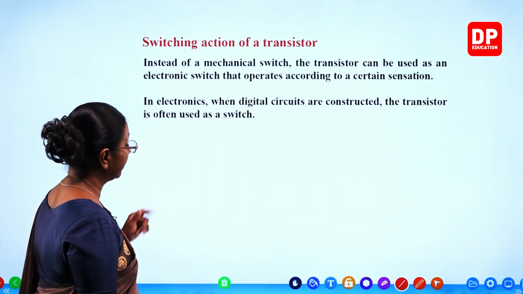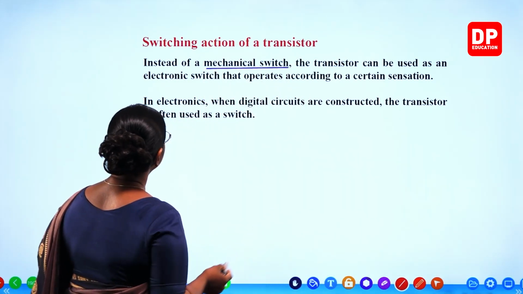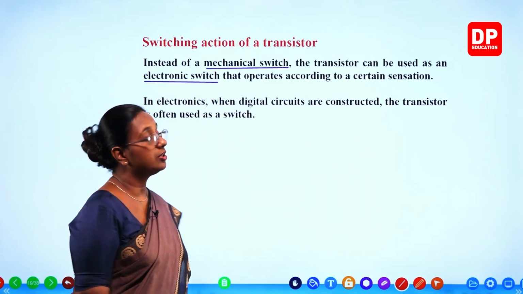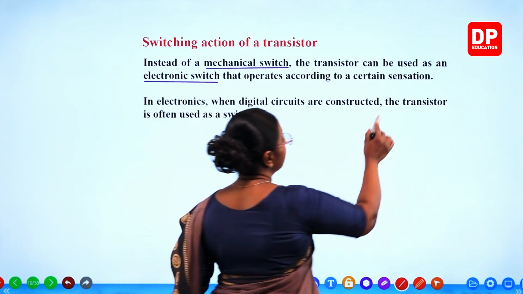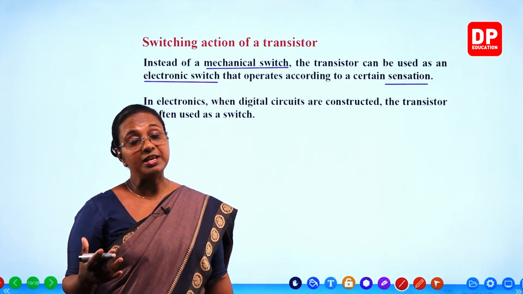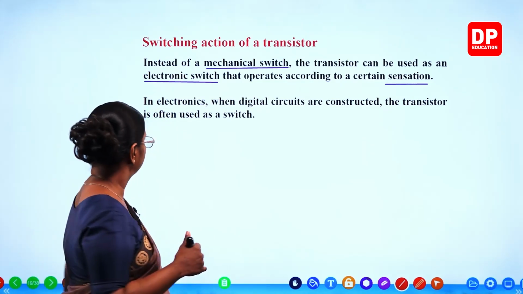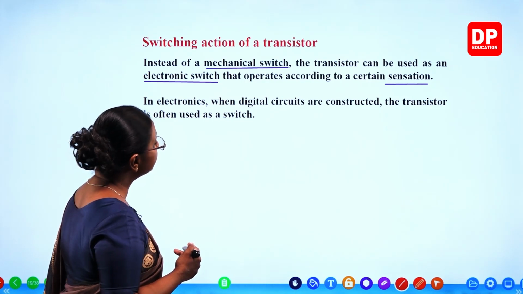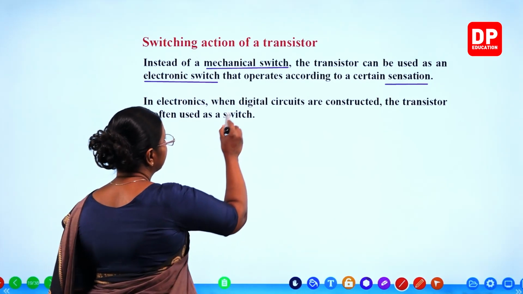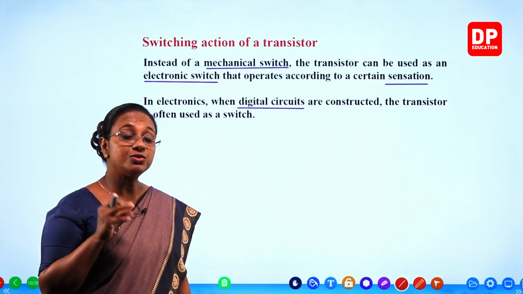Instead of a mechanical switch, the transistor can be used as an electronic switch that operates according to a certain sensation. So when we say a sensation, it can be the light sensation, it can be heat. So depending on the sensation, you can use transistor as a switch. In electronics, when digital circuits are constructed, the transistor is often used as a switch. So in a digital circuit. So this is the introduction, students. So we can use transistor as a switch.